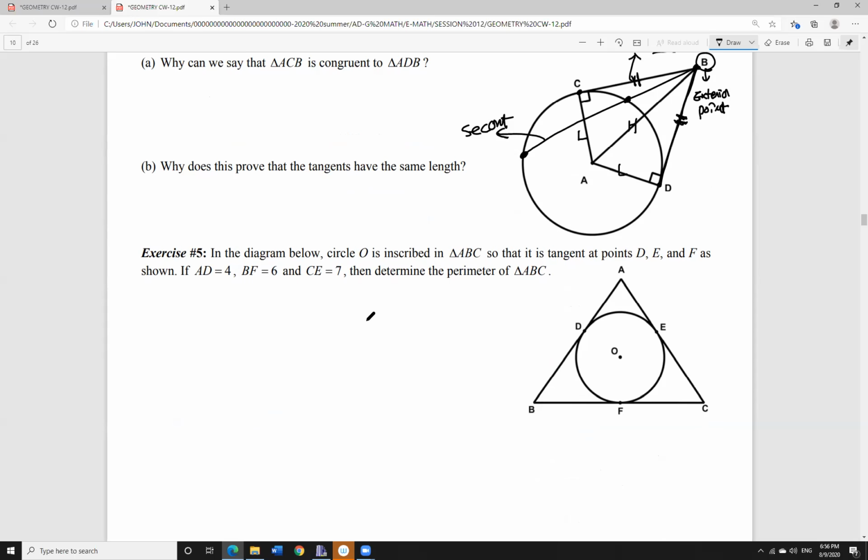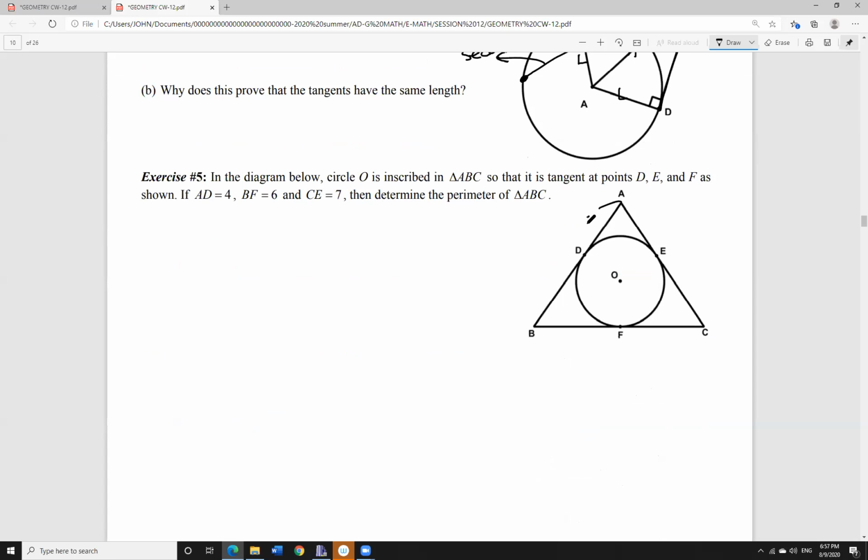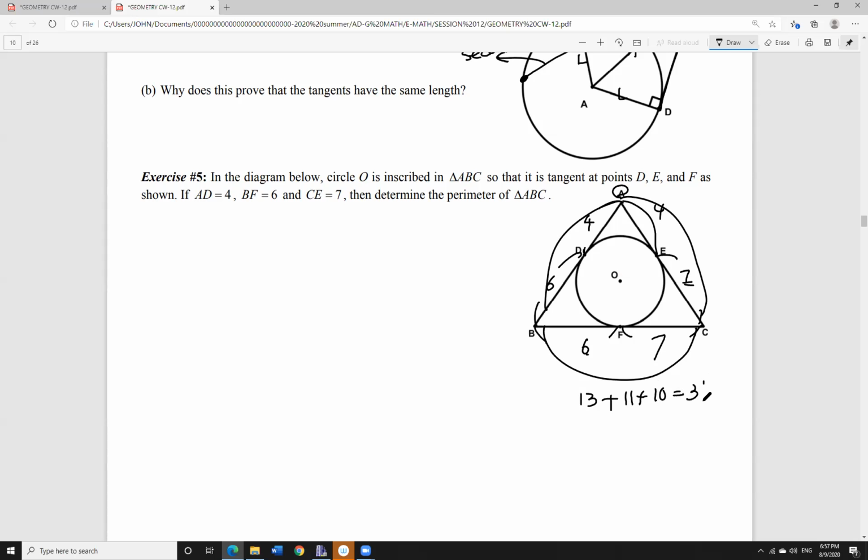We're gonna have some practice. AD is 4, tangent. BF is 6. CE is 7. What is the perimeter of the triangle? This is the same, 4, same tangent from the same exterior point. This is 7, the other tangent also 7. This is 6, the other tangent is 6. The total is 13 plus 11 plus 10. So 31 is the perimeter.